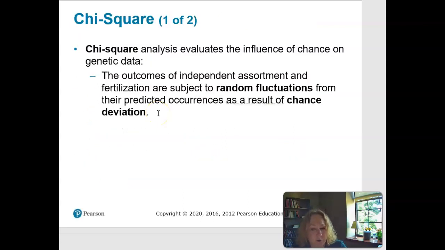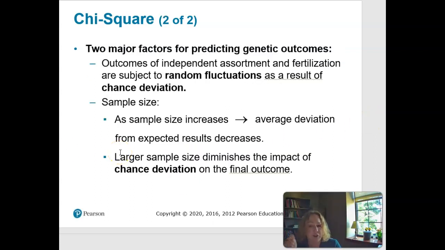So one of the things we want to do, a chi-square analysis evaluates the influence of chance on genetic data. The outcomes of independent assortment and fertilization are subject to random fluctuations from their predicted occurrences as a result of chance deviation. So how are we going to determine how much of this is just chance and how much of this is actually genetically determined? 2 major factors for predicting genetic outcomes. Outcomes of independent assortment and fertilization are subject to random fluctuations as a result of chance deviation.